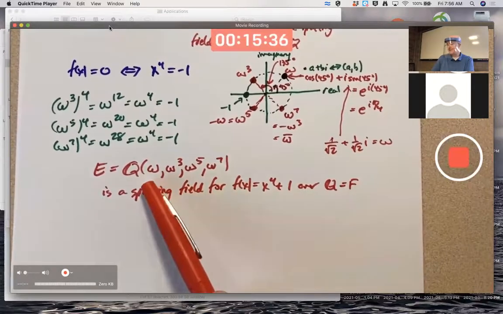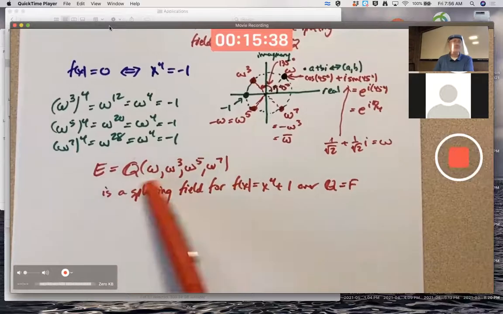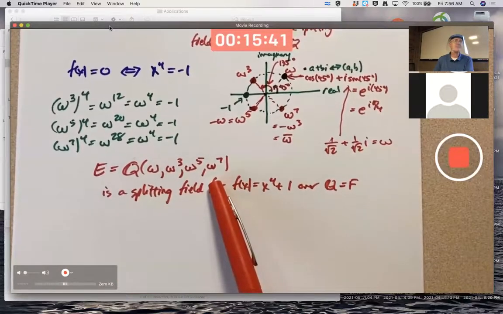Omega, if omega's in there, omega squared's got to be in there. In other words, i has to be in here because omega squared equals i.